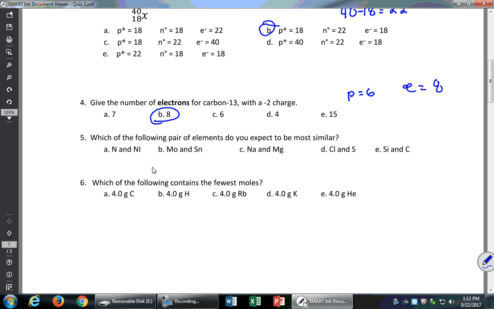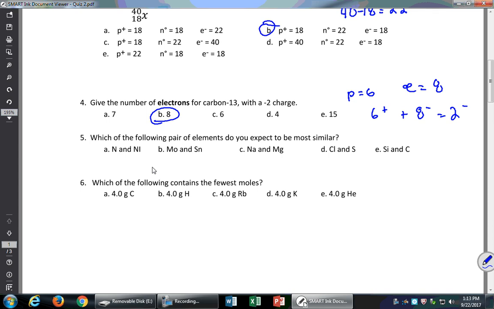Remember, electrons are negatively charged. So 6 plus and 8 minus is going to give us a 2 minus. So all we really needed to know was the charge and the fact that it was carbon. The fact that it's carbon-13 makes no difference, at least for the electrons.